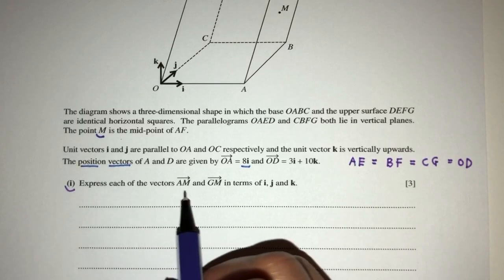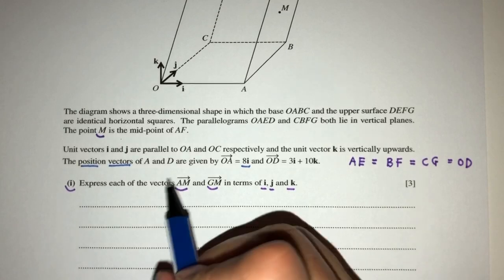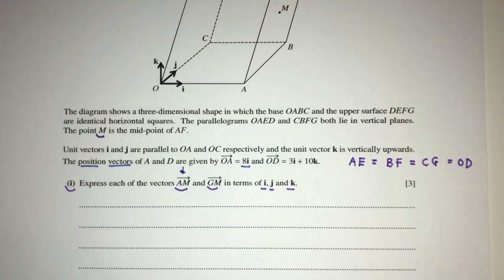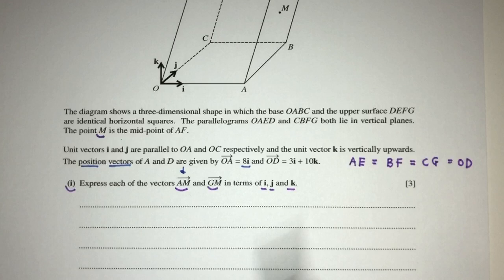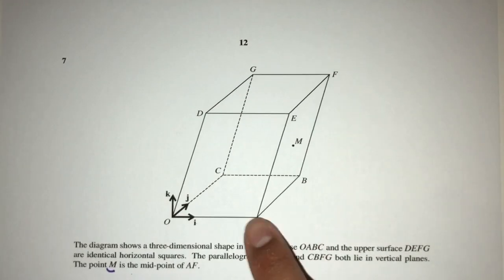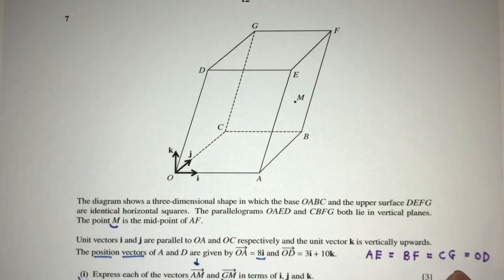We have to express each of the vectors AM and GM in terms of i, j, and k. So one by one, AM. Whenever you have these kinds of questions, please refer back to your main diagram. AM is to move from A to go to M. Now, how can you move from A to M? The information given to us is that the point M is the midpoint of AF. So we can first find AF, then just take the midpoint to find the value of AM, if that makes sense.